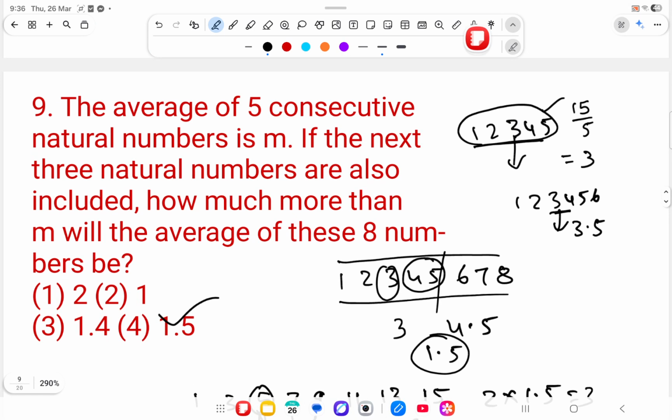For the same question: the average of 5 consecutive natural numbers is m. If the next 3 natural numbers are also included, how much more than m will be the average of these 8 numbers? Means 1.5 into the gap. If the gap is 2, 3. If the gap is 3, 1.5 into 3, 4.5. It goes like that.